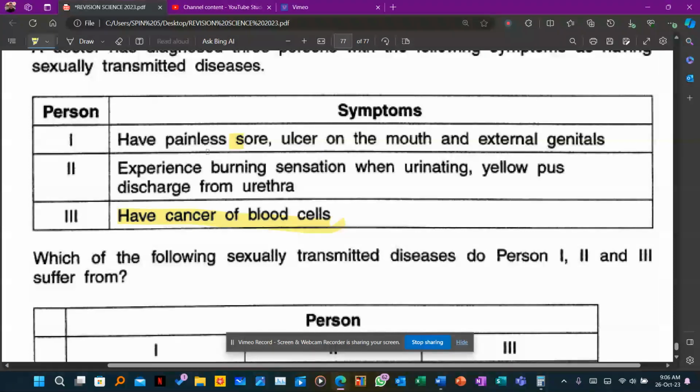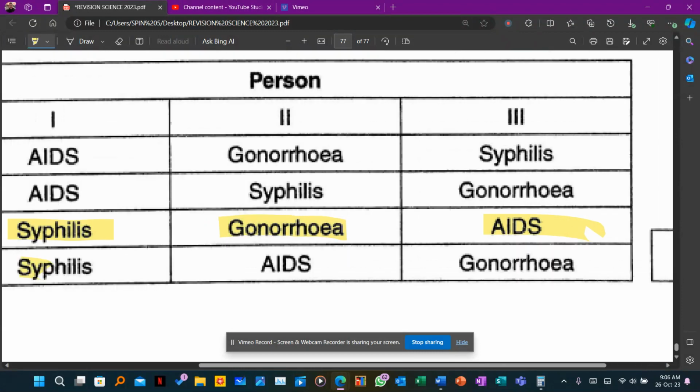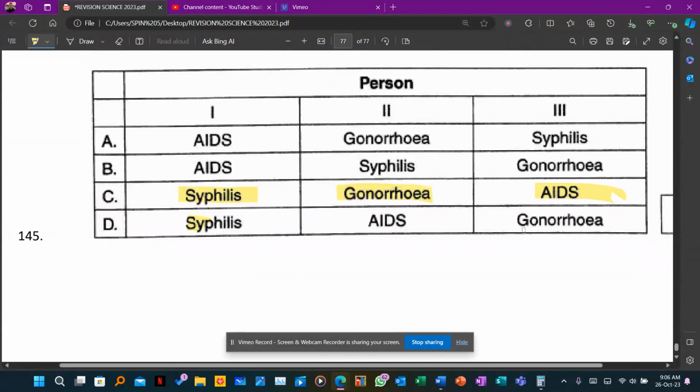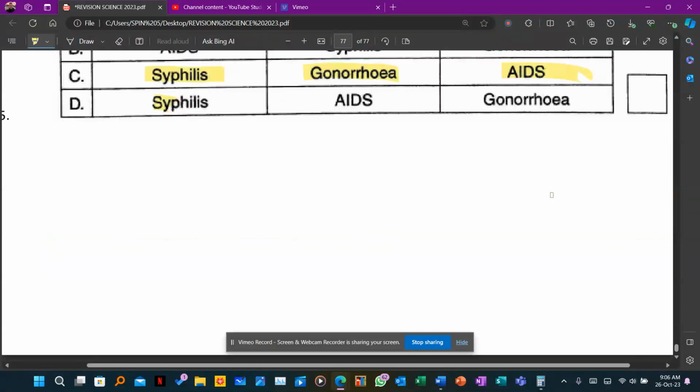Chlamydia and gonorrhea lead to a burning sensation when urinating and produce discharge. In this case, it produces yellow pus. This yellow pus is what you get from gonorrhea. Therefore, the answer is syphilis for sore, gonorrhea for the discharge, and AIDS for the blood cancer. Any disease that leads to terminal illness is AIDS. Basically, if you have AIDS, the chance of dying is very high.